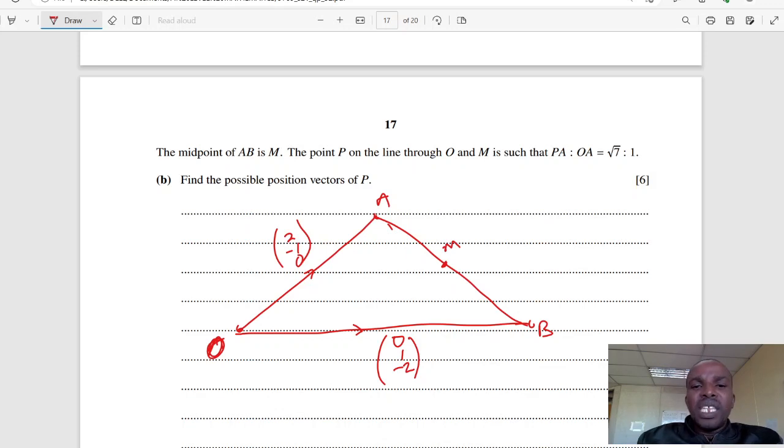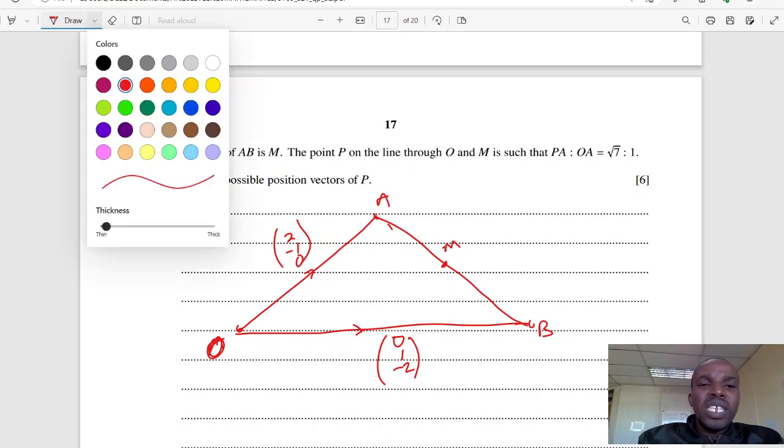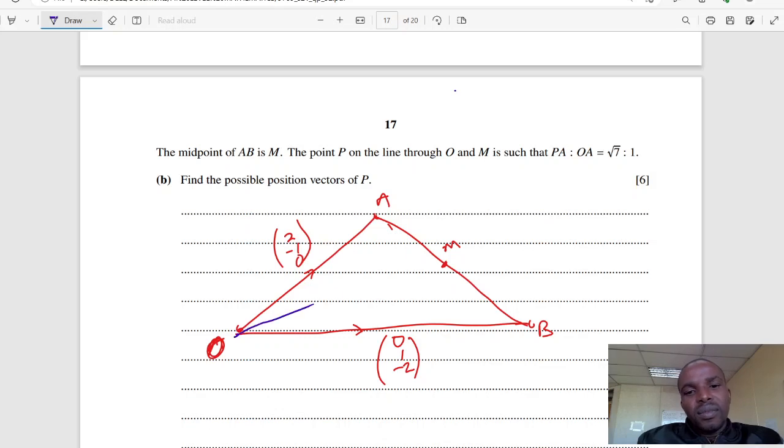Then they said the point P is on the line through O to M. My line through O to M is this one. So P lies on this line. It's such that PA, I can put my P on this point. Then PA is this part, and PA : OA is root 7 over 1. So this is my item. I have my OM.